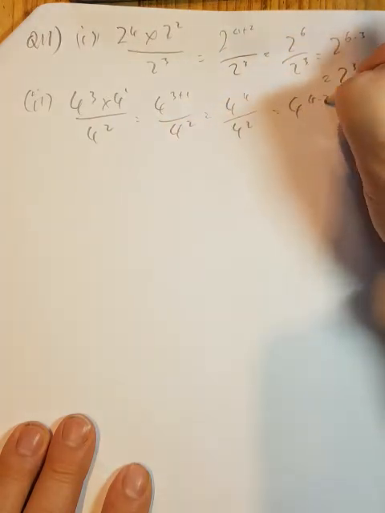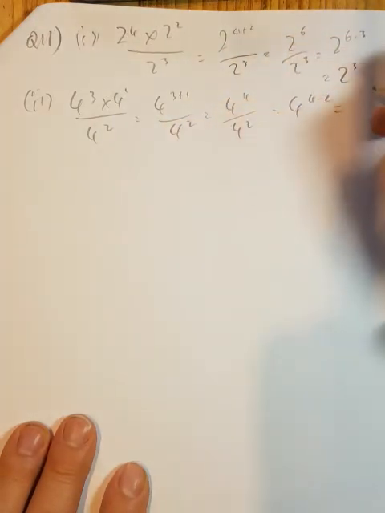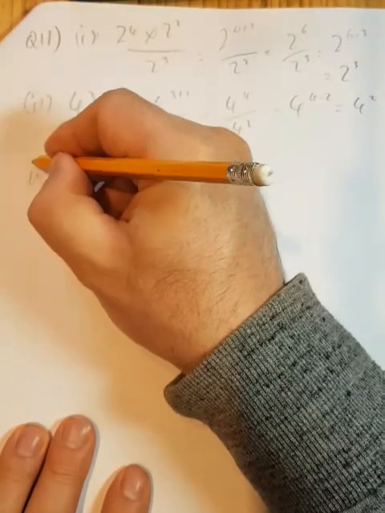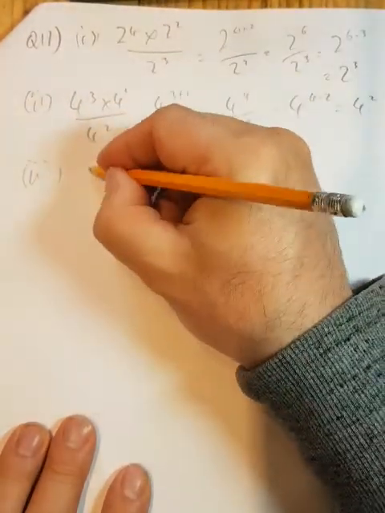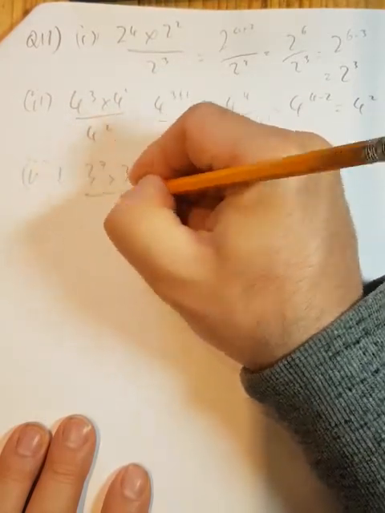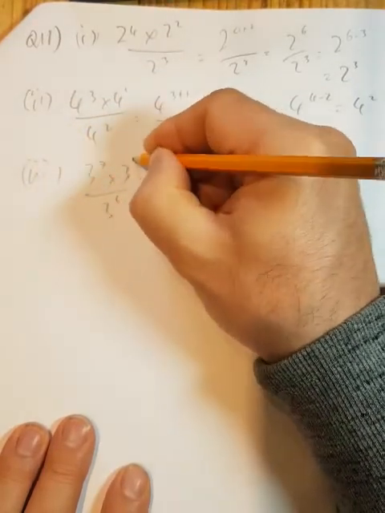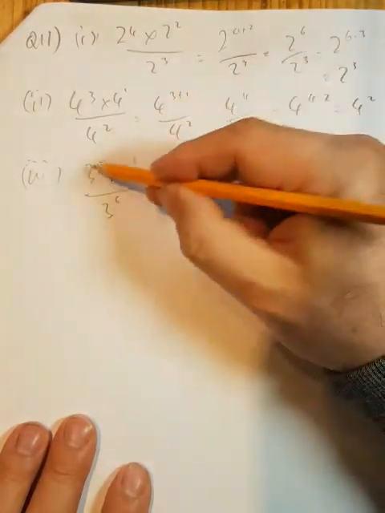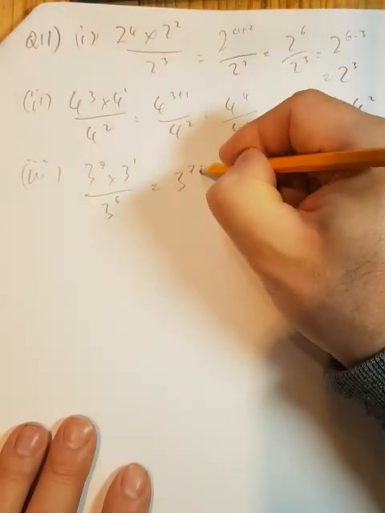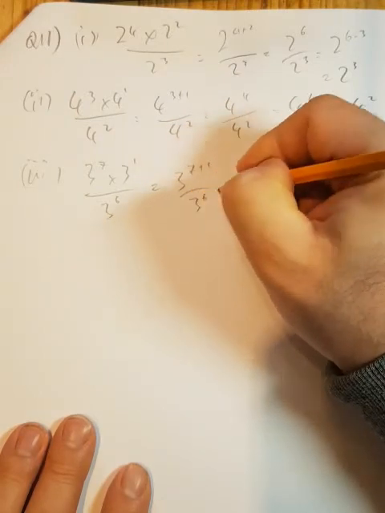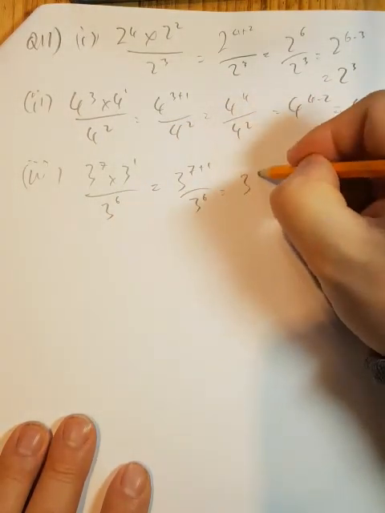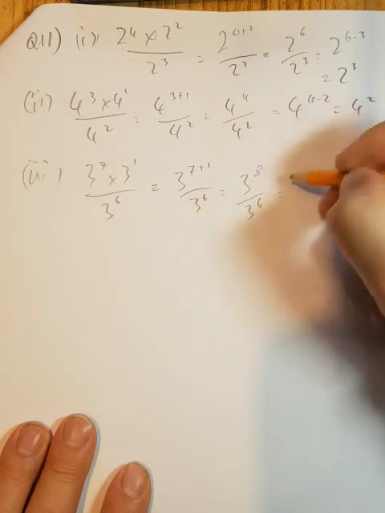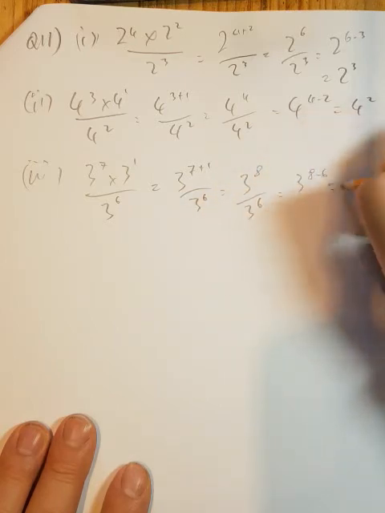Now when we want to divide, subtract the powers: 4 to the power of 4 minus 2. 4 minus 2 is 2. Next, 3 to the power of 7 by 3 over 3 to the power of 6. Remember, any number without a power is the same as to the power of 1. Simplifying the top by adding our powers, that's 3 to the power of 7 plus 1 over 3 to the power of 6. 7 plus 1 is 8 over 6. 3 to the power of 8 minus 6 is 3 squared.